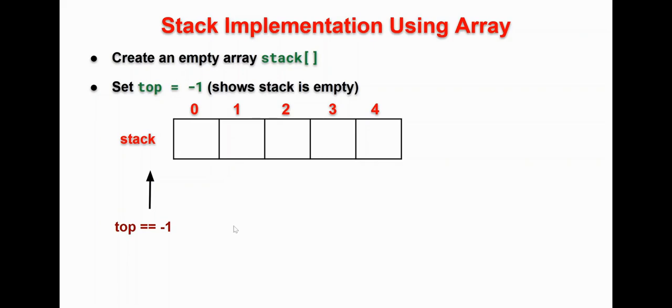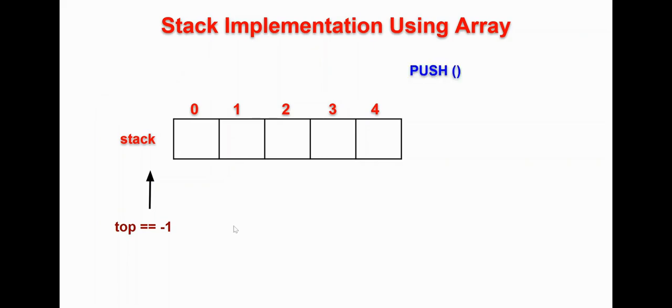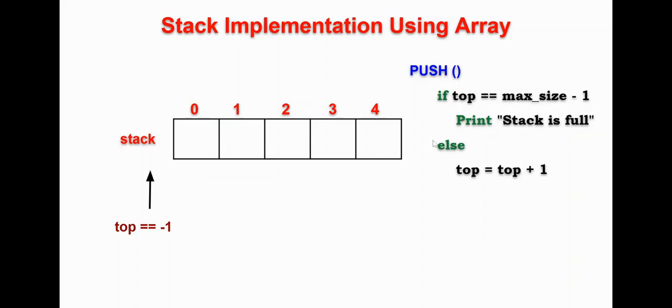So to perform push operation, first we have to check whether there is a space in the stack. For that we are checking the value of top pointer. If it reaches maximum size minus one, in our case if it is 4, already our stack is full. So we simply print stack is full. Else we have to increment our top pointer, then we have to add the element in that index.